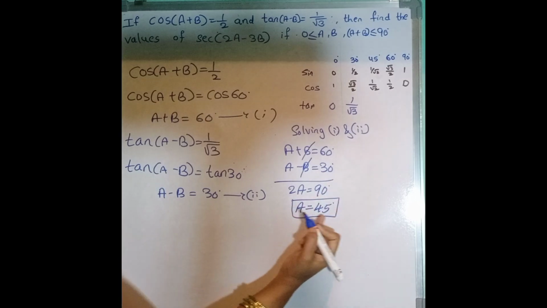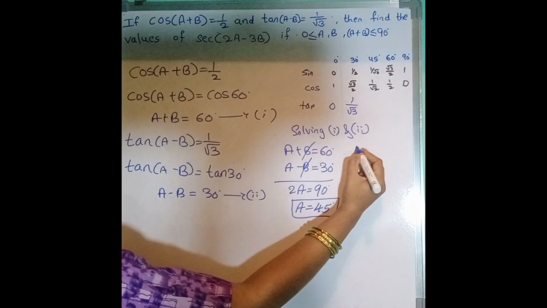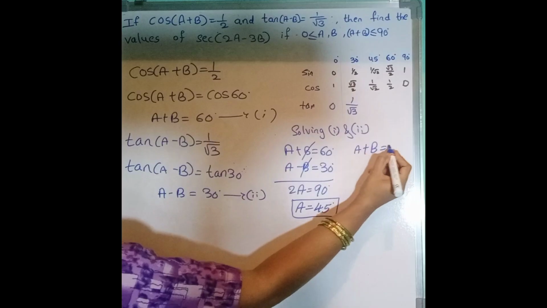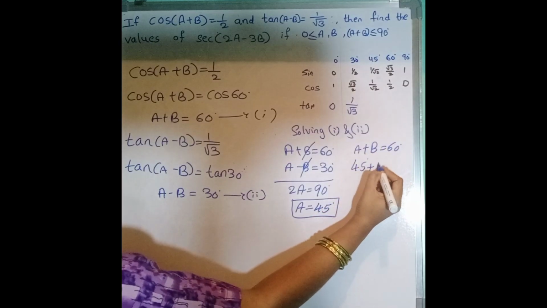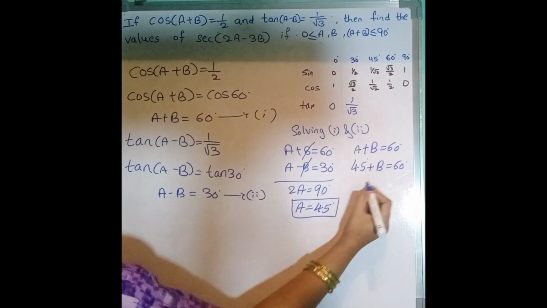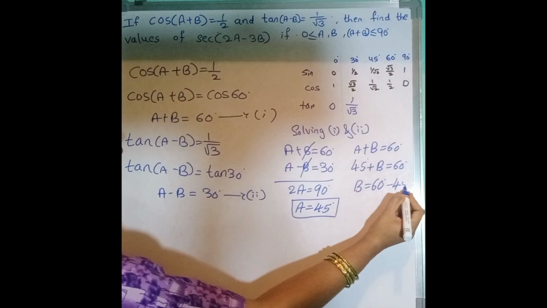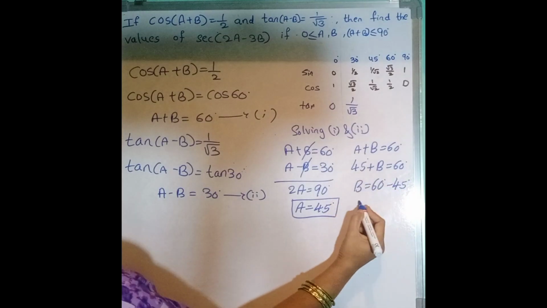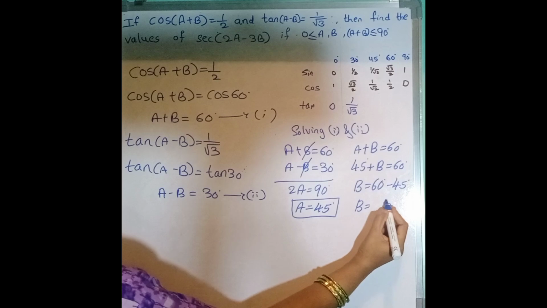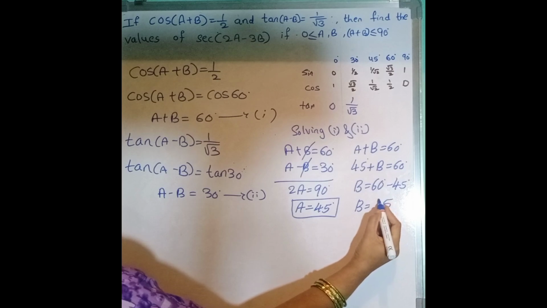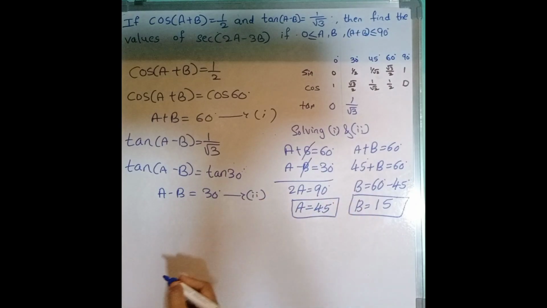Putting the value of A is equal to 45 degrees in equation 1 or 2. We put it in 1. A plus B is equal to 60 degrees. The value of A is 45, plus B is equal to 60 degrees. B is equal to 60 degrees minus 45 degrees. Plus 45 becomes minus 45. B is equal to 15 degrees. The value of B is 15 degrees.